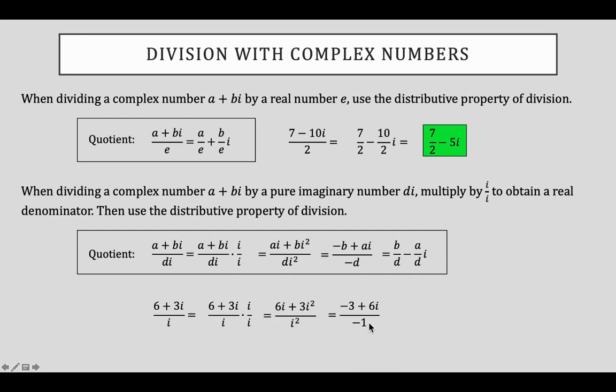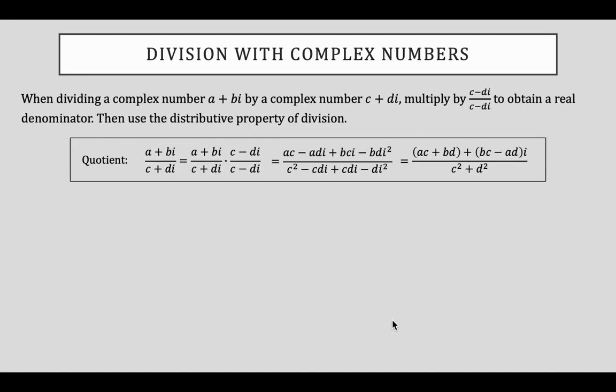Now that we are dividing by a real number, we can use the distributive property of division and divide each one of our terms in the numerator by negative 1, leaving us with 3 minus 6i as our final answer.